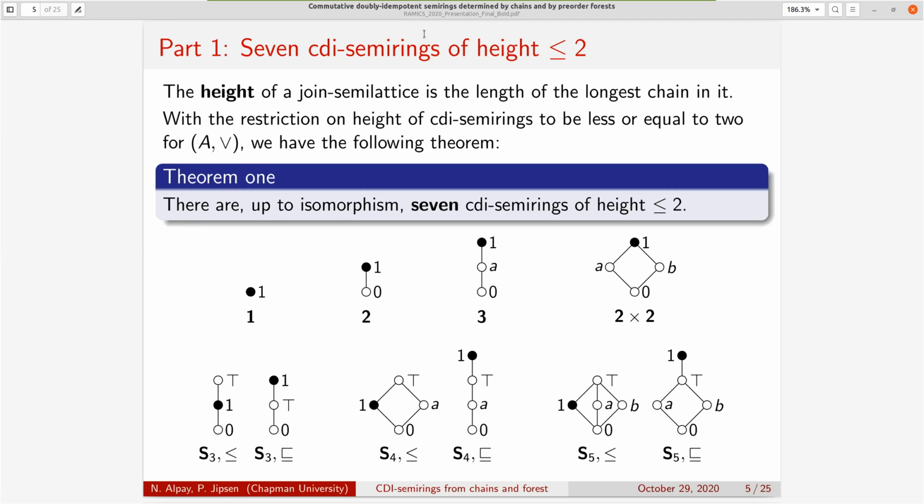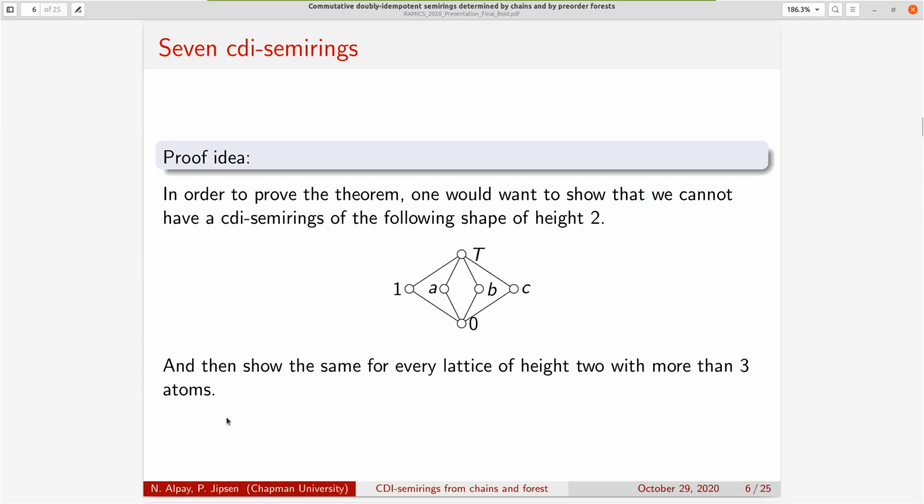As we see in the picture, we have 7 CDI semirings, but one could note that the first 4 only have one picture. The reason for that is that these 4 correspond to distributive lattices, where the multiplicative and additive orders, the join semilattice, would be the same. One could also note that the one at the bottom left is S3. The proof idea is a proof by contradiction. We simply show that for a semiring of height 2, we cannot have more than four atoms, which are elements between the top and the bottom. And then we get a contradiction.